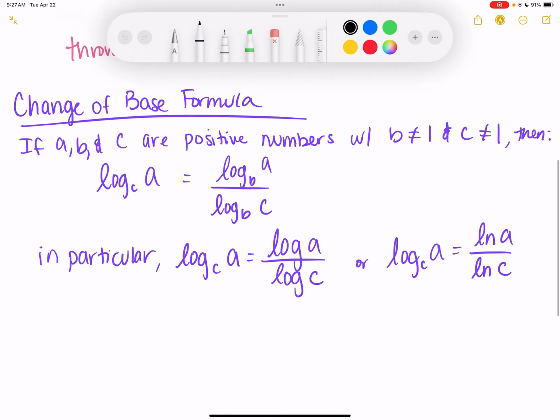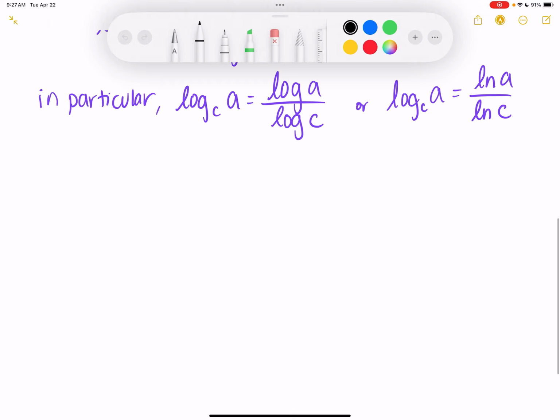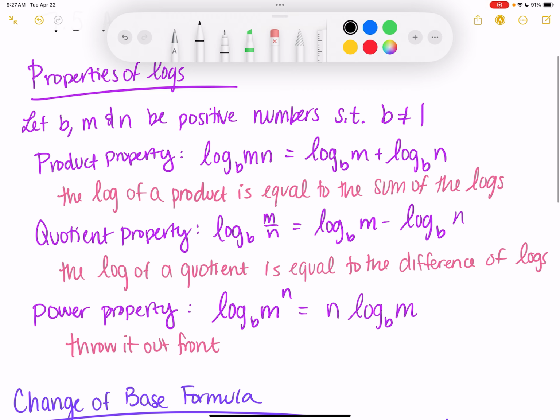So we're going to be using the properties first, and then we'll move into using the change of base formula, which will be the last thing that we do. The first ones say to expand the expression. That means that we're working this direction, moving left to right here.